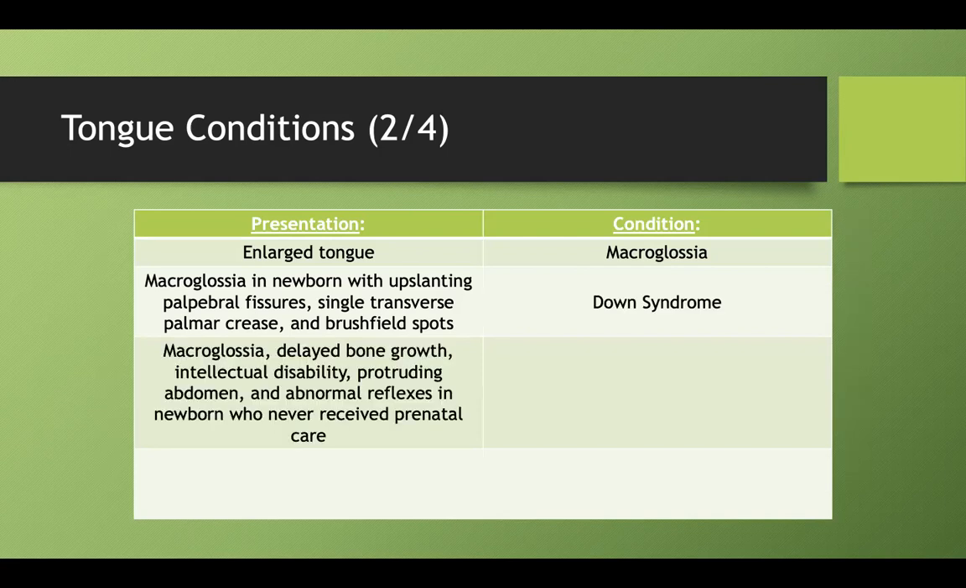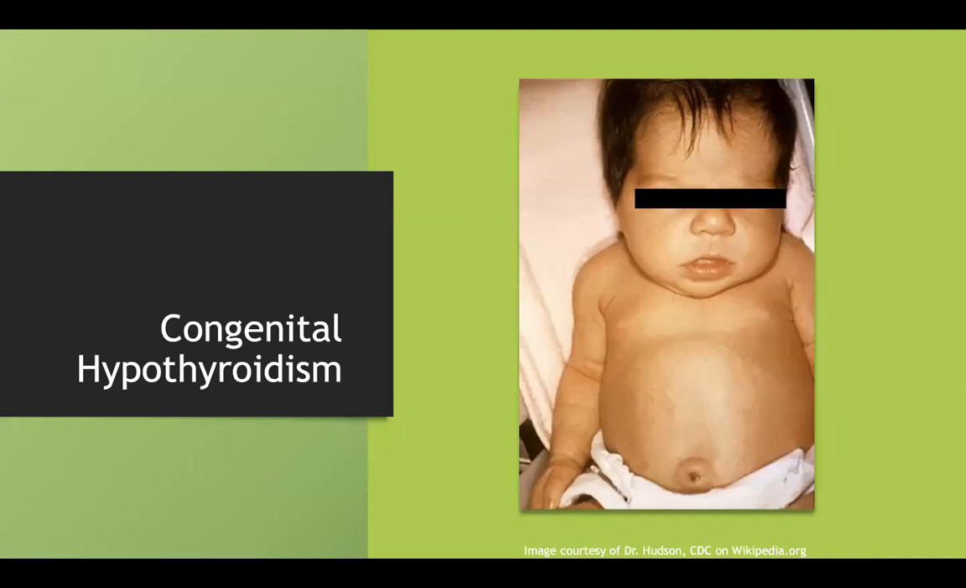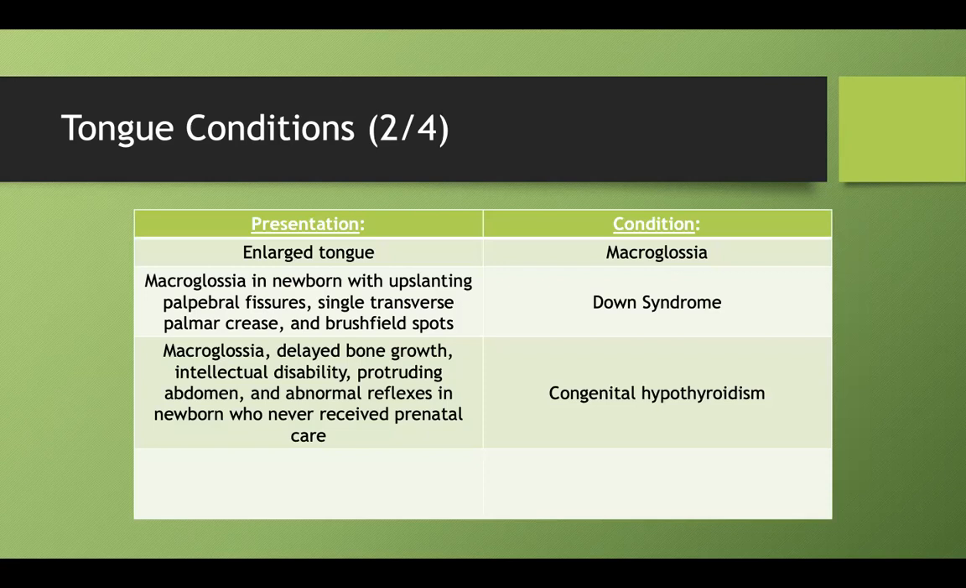What about if you had macroglossia, delayed bone growth, intellectual disability, a protruding abdomen, and abnormal reflexes in a newborn who never received any prenatal care? This one's a little trickier. This one is congenital hypothyroidism. I always remember that as it has a protruding tongue and a protruding abdomen. They always like to give the abdomen and the tongue within the description. So whenever I see both of those, I start to really consider congenital hypothyroidism. And so here's a picture of it, of the protruding tongue and the protruding abdomen.